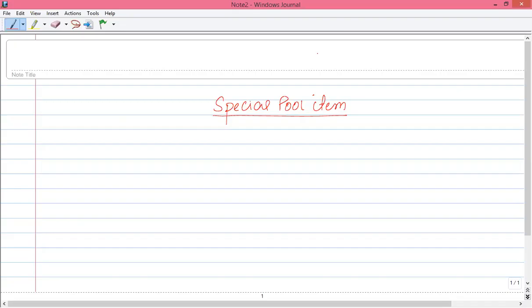Now let's discuss the treatment of special pool items. What elements can be added in the special pool? There are four types of item. One is called the long life assets. If you acquired any long life asset, then it's part of a special pool item.